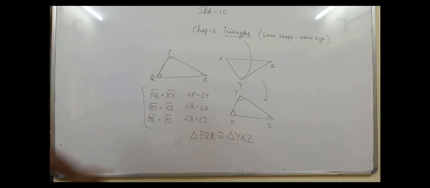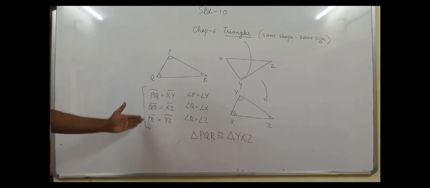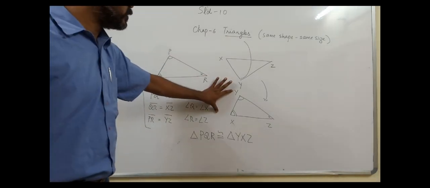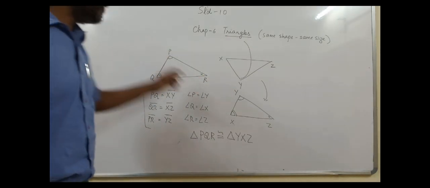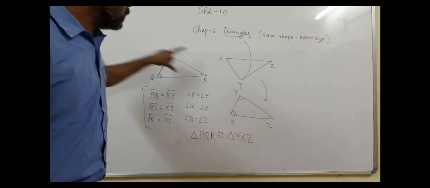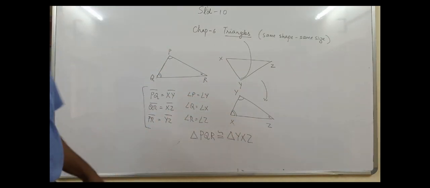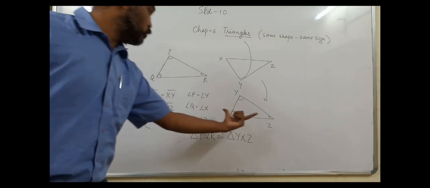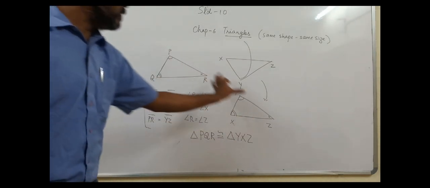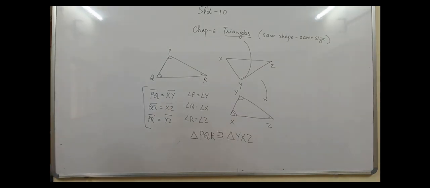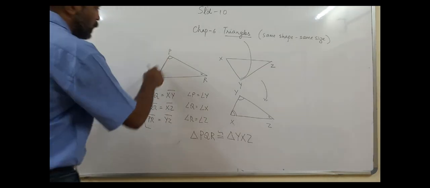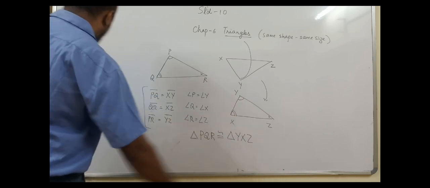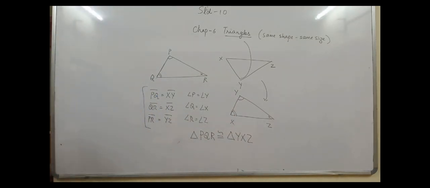How many? 6. All the 3 corresponding sides should be equal. Corresponding, I said. So PQ corresponds to XY. So PQ may not be equal to XZ, but PQ is equal to XY. So this is the correspondence. PQ is equal to XY, QR is equal to XZ, and PR is equal to YZ. That is the correspondence. So PQR is correspondingly congruent to YZX. I hope this is clear till here.